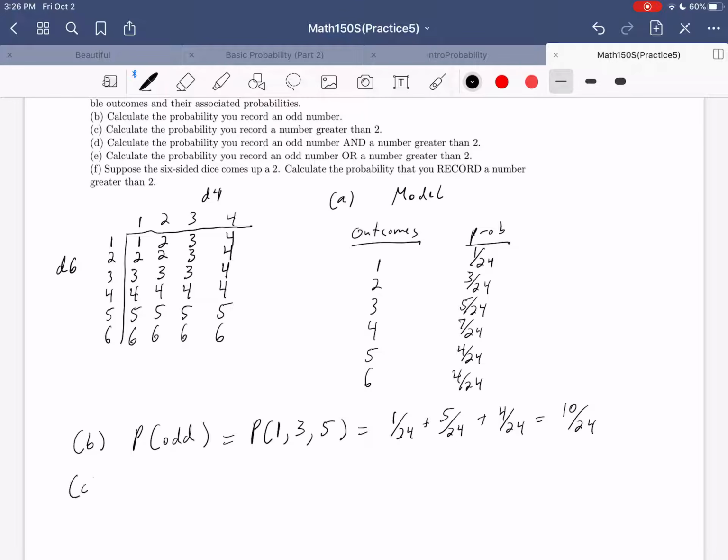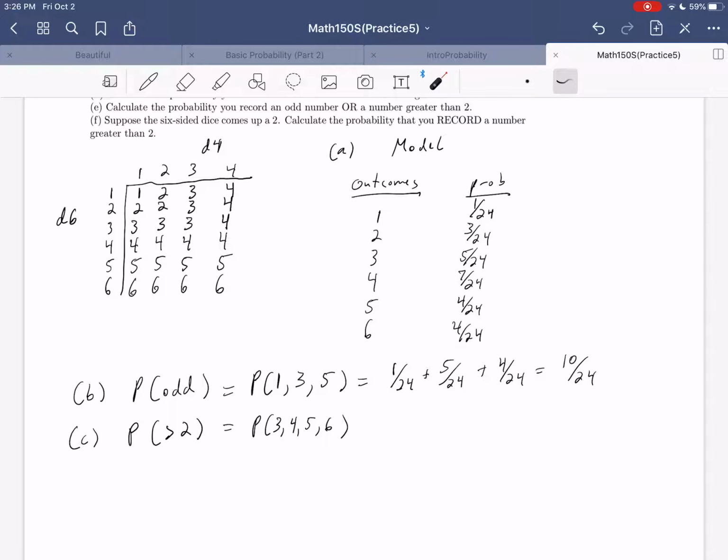All right, for C, we want to get the probability we get a number greater than 2. So greater than 2 would be 3, 4, 5, or 6. Remember, 2 would not count as being greater than 2. Okay, so 3, 4, 5, and 6, all mutually exclusive, so we can go ahead and add these together. 5 out of 24, 7 out of 24, 4 out of 24, and 4 out of 24 again. So adding those up, we get 5, 12, 16, 20. So we got 20 out of 24 there.